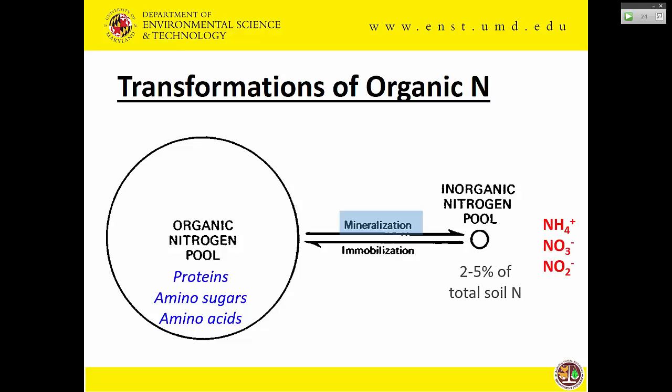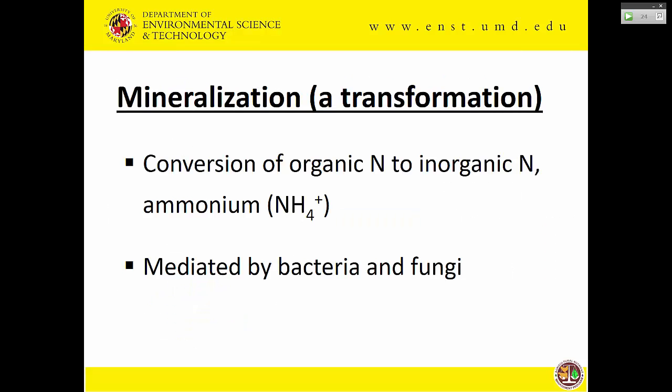And when that happens, this organic pool is converted to ammonium, nitrate, and nitrite, three inorganic nitrogen forms. And again, this is a small pool that's available in the soil. The opposite of this is that other bacteria and other organisms can take up these inorganic forms and convert them back to organic nitrogen. This process is called immobilization. So mineralization and immobilization, back and forth.